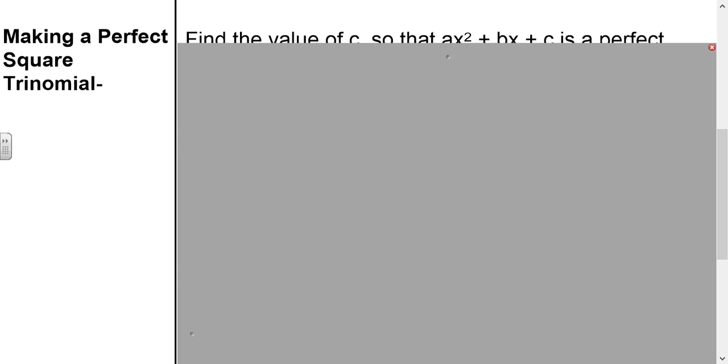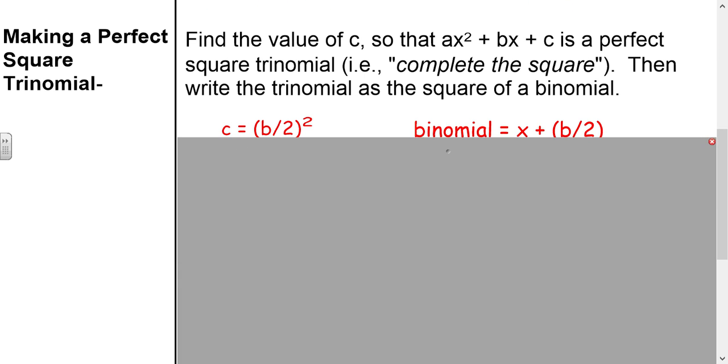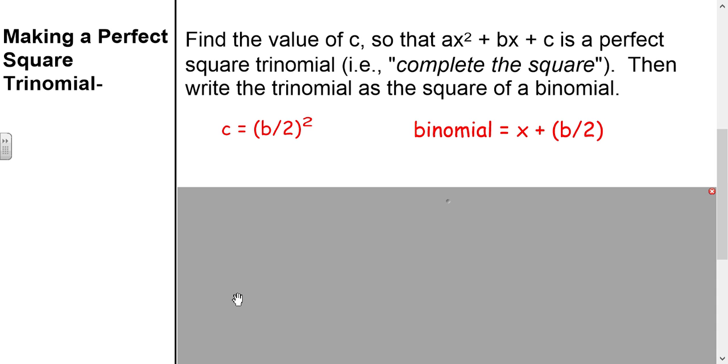Making a perfect square trinomial. There's a formula that you can use to make a perfect square trinomial if you don't know what the last value is. It says find the value of c, so that ax squared plus bx plus c, we're trying to find this value, is a perfect square trinomial. Then write the trinomial as the square of a binomial.